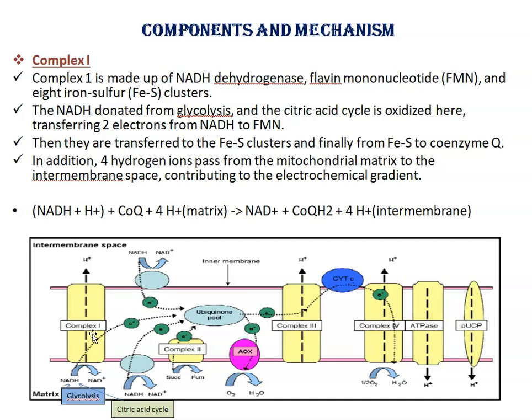NADH donated from glycolysis and citric acid cycle is oxidized here, transferring 2 electrons from NADH to FMN. Then they are transferred to the iron sulfur cluster and finally from iron sulfur to coenzyme Q. During this process, 4 hydrogen ions pass from the mitochondrial matrix to the intermembrane space, contributing to the electrochemical gradient.